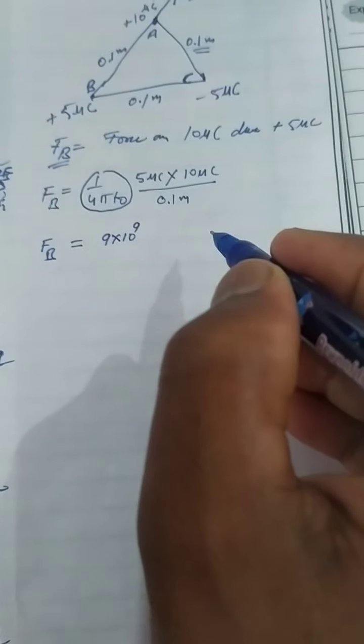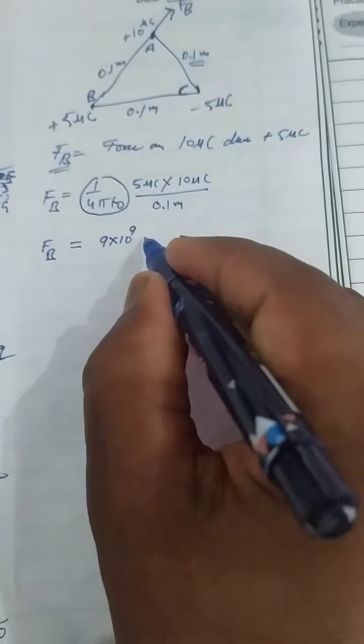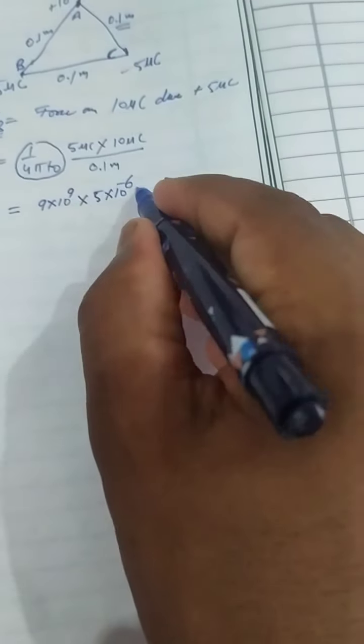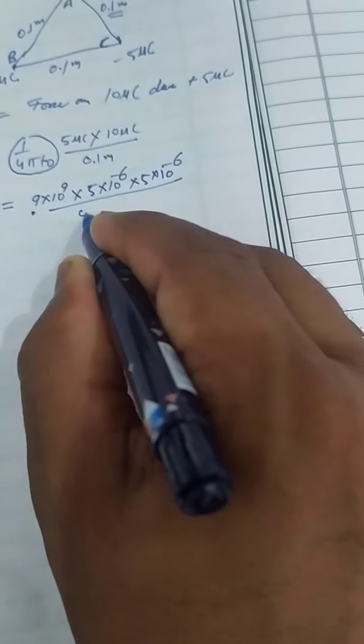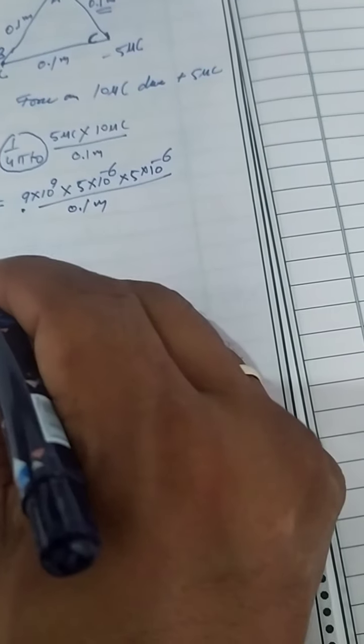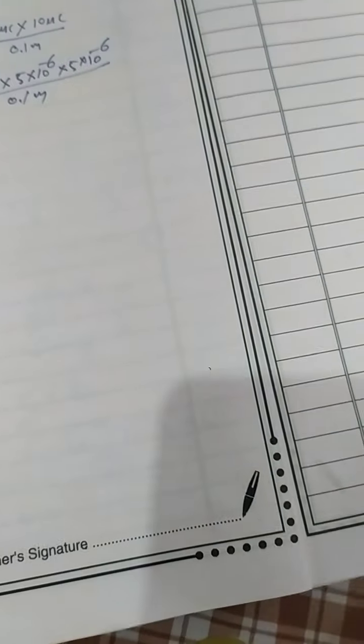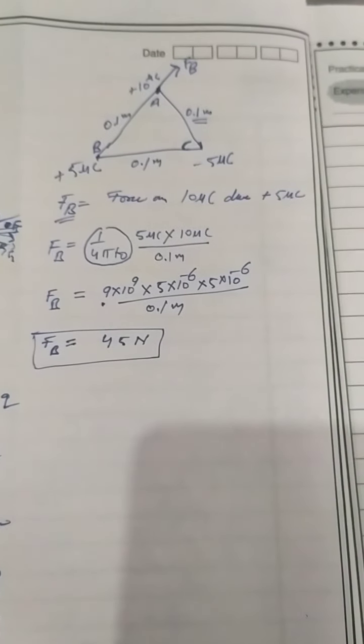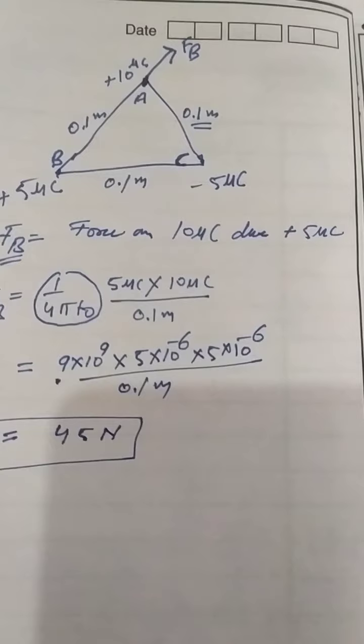It is given 9 into 10 raised to power 9, and 5 microcoulomb first has to be converted into SI units, and micro means 10 raised to power minus 6. Similarly, 5 into 10 raised to power minus 6, and here it is 0.1 meter. So it is calculated like this. This is the value of FB, and if we calculate it, it comes out to 45 Newton. FB is the force on 10 microcoulomb due to 5 microcoulomb.